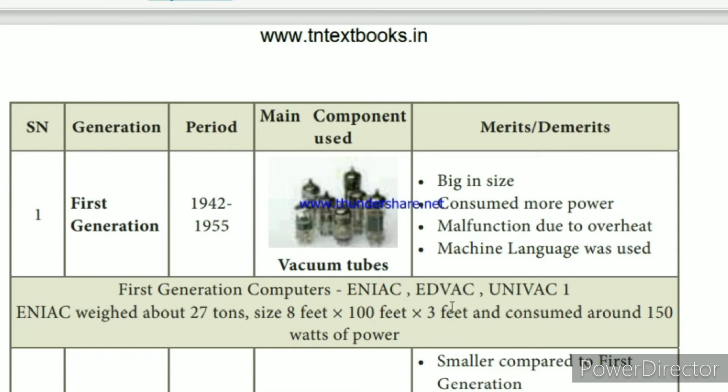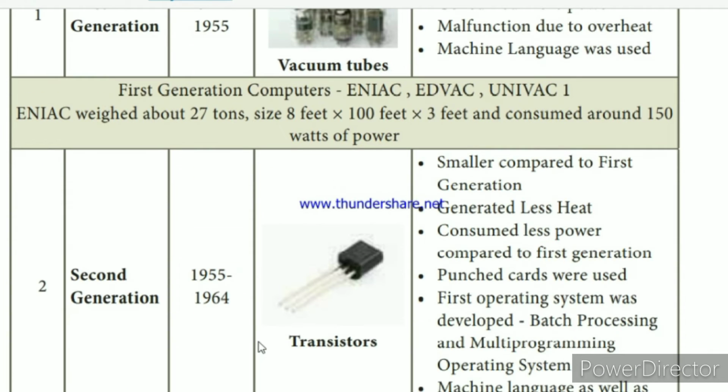First generation computers are ENIAC, EDVAC, ENIAC 1. ENIAC weighed about 27 tons, size 8 feet by 100 feet by 3 feet, and consumed around 150 watts of power. During the second generation, the period was 1955 to 1964. The main component used here is the transistor. Let's see the merits and demerits of this.